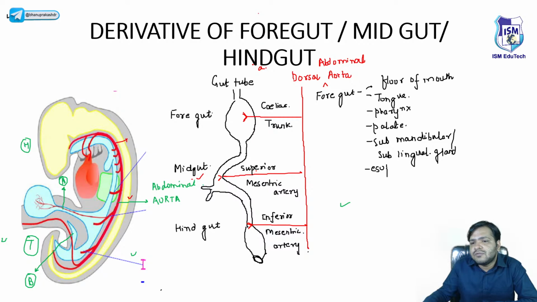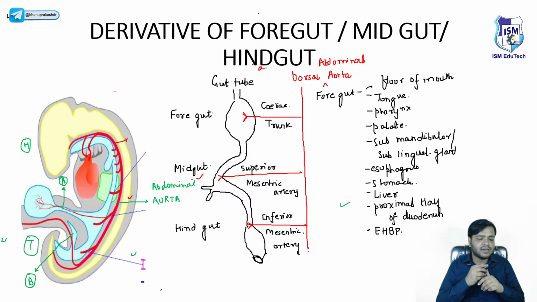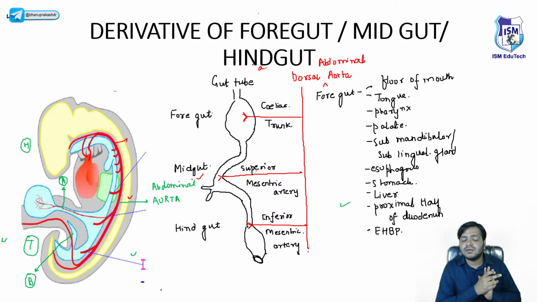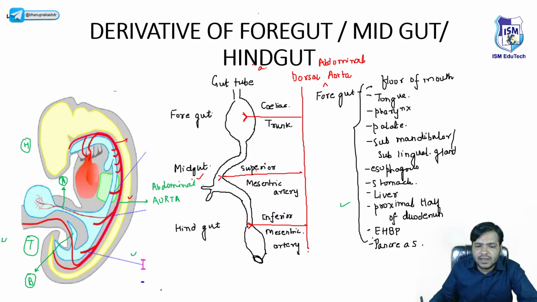Then we have the major parts like esophagus, stomach, liver, proximal half of the duodenum, duodenum का एक छोटा सा part, right? Extra hepatic biliary apparatus. Now, when I say extra hepatic biliary apparatus, guys, you should be aware that I'm talking about the gallbladder, the cystic duct. So this extra hepatic biliary apparatus and even the pancreas, they are all derived from the foregut.